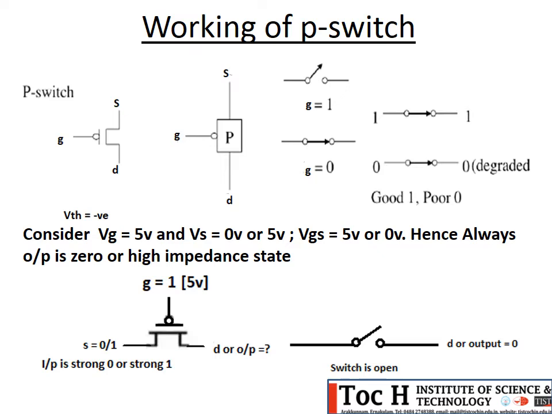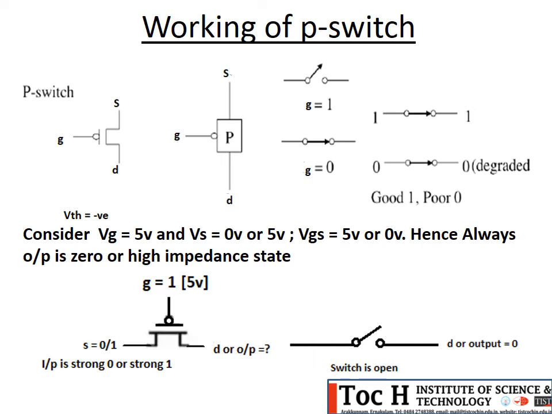And the common conclusion that we are going to derive in this case is P switch will pass a strong 1 and a weak 0. So consider Vg equal to 5 volt and Vs is equal to 0 or 5 volt. So what is Vgs here? This is the case for G equal to 1. Why the switch is open for this case, that we will first analyze.